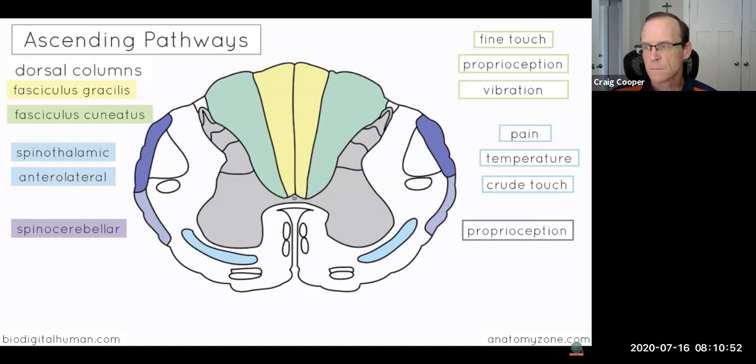So these spinocerebellar tracts don't carry information that is consciously processed, so they don't have the 3 neuron sequence which I described in the previous part of the tutorial. So basically you've got information coming via these tracts from muscle spindles and Golgi tendon organs, and this information is relayed to the cerebellum and allows for the control of posture and to coordinate muscular movements.